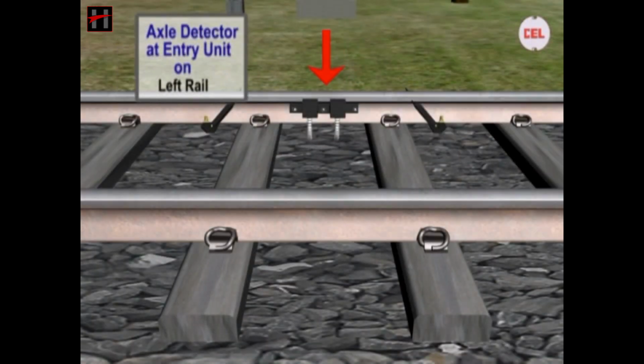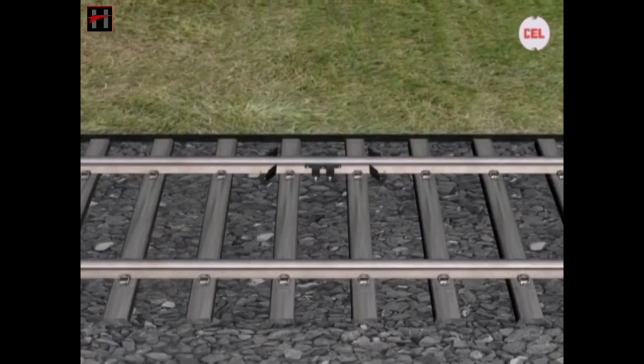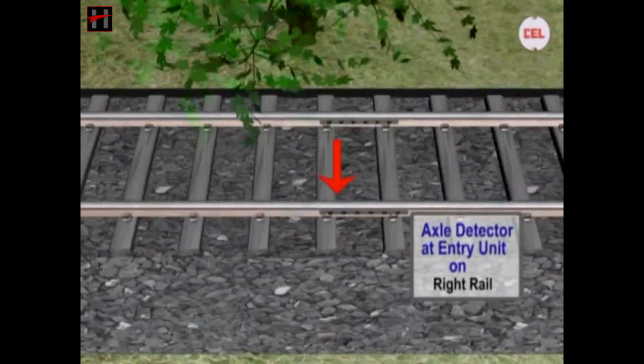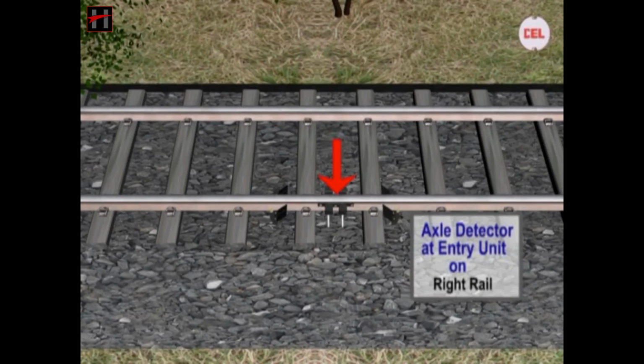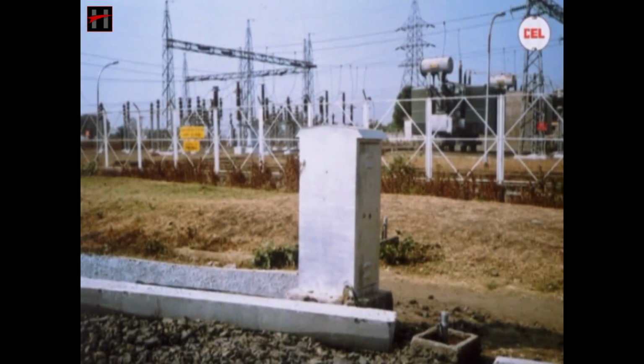The axle detectors should not be installed with entry unit on the left rail and exit unit on the right rail of the track at entry and exit of the section. This will result in both units being counted as in count or out count.